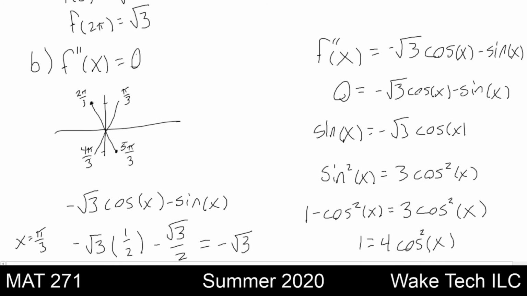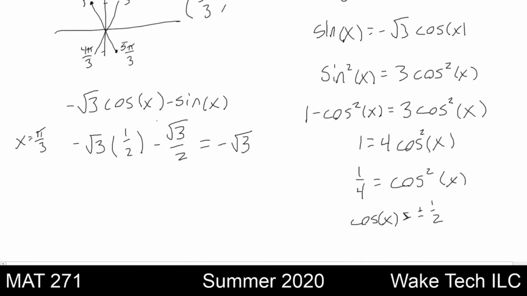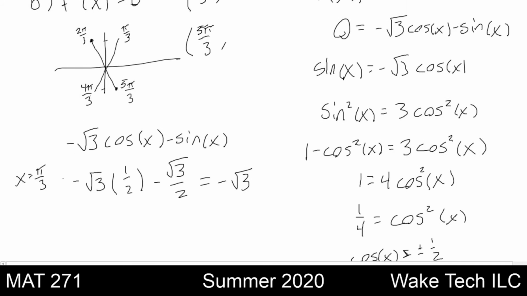Now those are the inflection values. Remember, points have an x and a y, so we have 2 pi over 3 and 5 pi over 3. To find the y values, all we do is take our numbers and plug them into our original function. If you're really attentive, however, you may notice that this is actually just equal to this function right here. Our second derivative is just the opposite of our starting function.